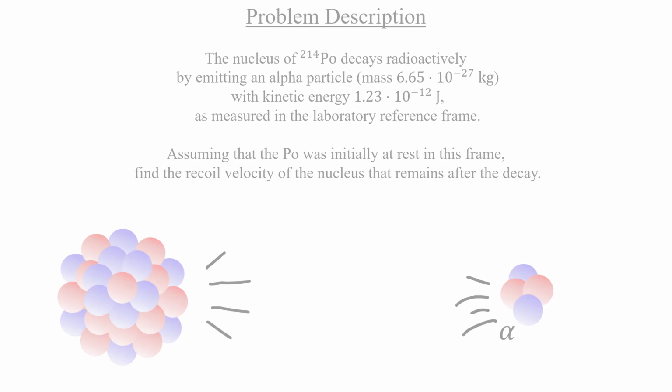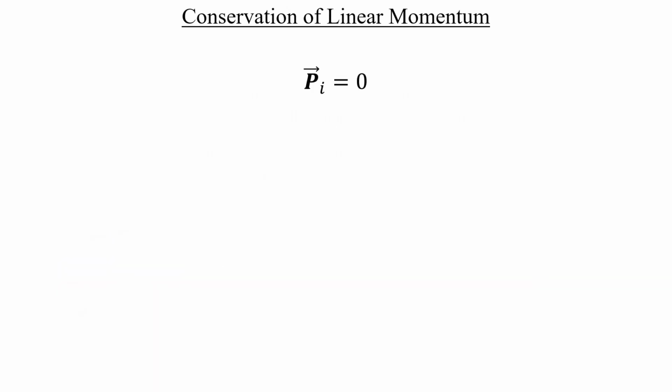We know that since the original polonium nucleus was stationary before the decay, the initial momentum has to be zero. And by the conservation of momentum, if the total is zero in the beginning, it has to be zero in the end, too. We'll call the direction that the alpha particle moves in the positive direction, so that the individual momenta of the alpha particle and the new nucleus are negatives of one another. And if you add them up, you'll get the final momentum of zero.